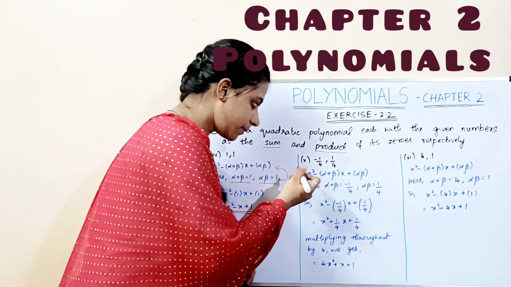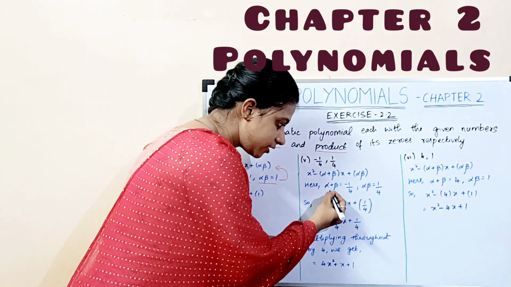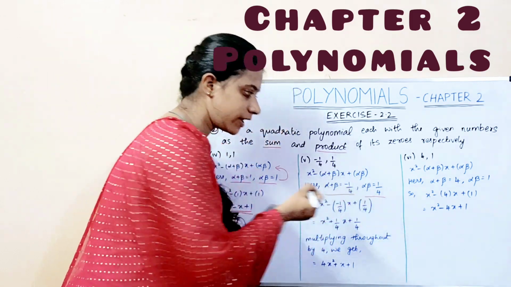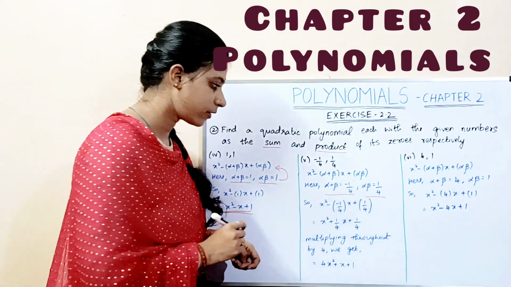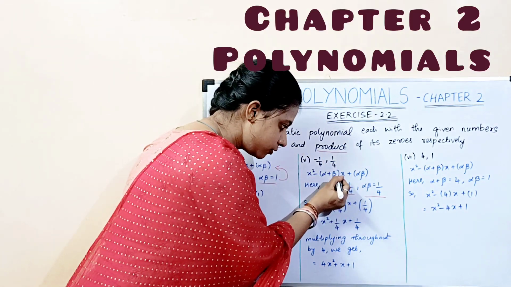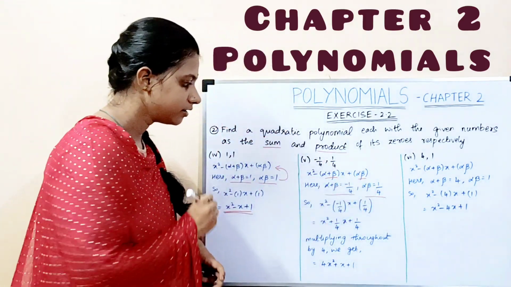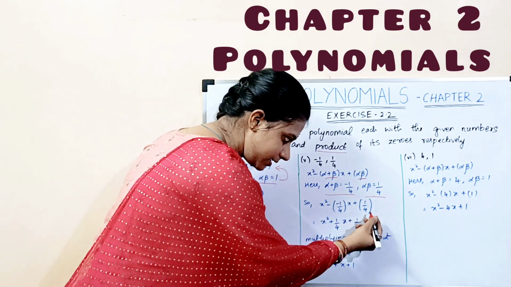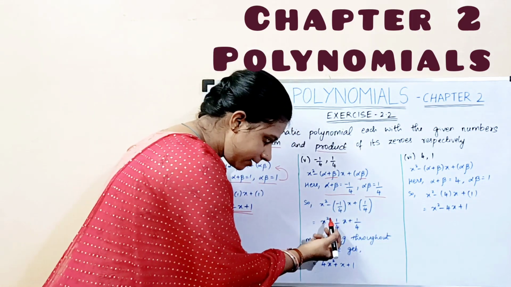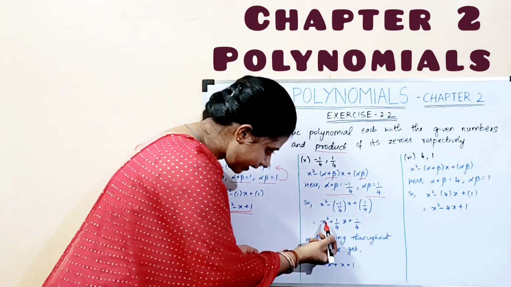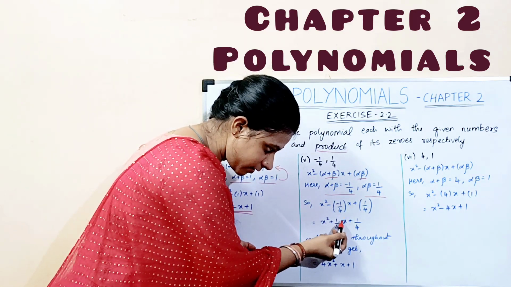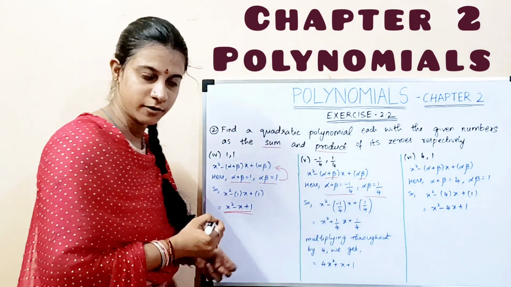Now coming to the fifth subdivision, the sum of the zeros is given as minus 1 by 4 and the product of the zeros is given as 1 by 4. We will substitute these values here and here. So we will get x square minus of minus 1 by 4 into x plus 1 by 4, and while removing the brackets we get x square plus 1 by 4x, that is minus into minus plus, so plus 1 by 4x plus 1 by 4.